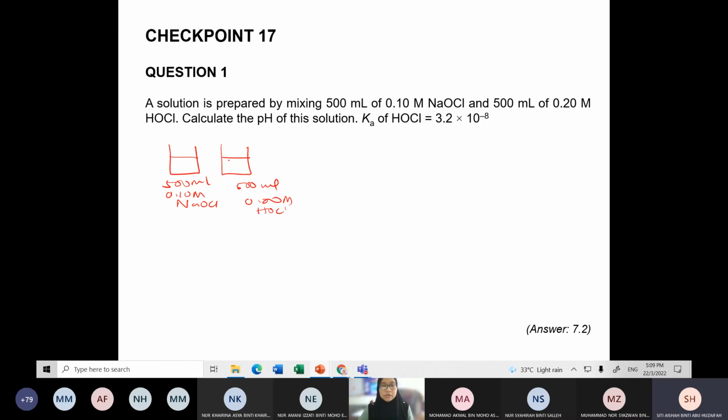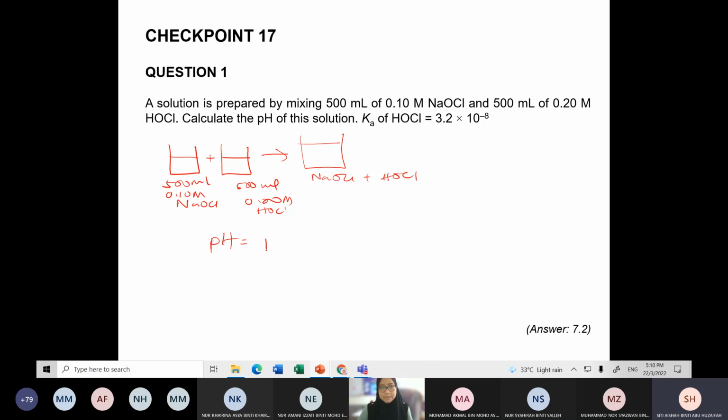Okay, alright. So in order to produce buffer, to prepare buffer solution, these two need to be mixed with one another. Okay, so obviously the volume will change. So it's no longer 500 ml each, dia akan jadi berubah lah. Dia punya total volume tu will be different. So dia akan bertambah lah, obviously. So dia akan ada NaOCl plus dengan HOCl. So this is acidic buffer. Okay, alright. So obviously you kena pakai ni lah.